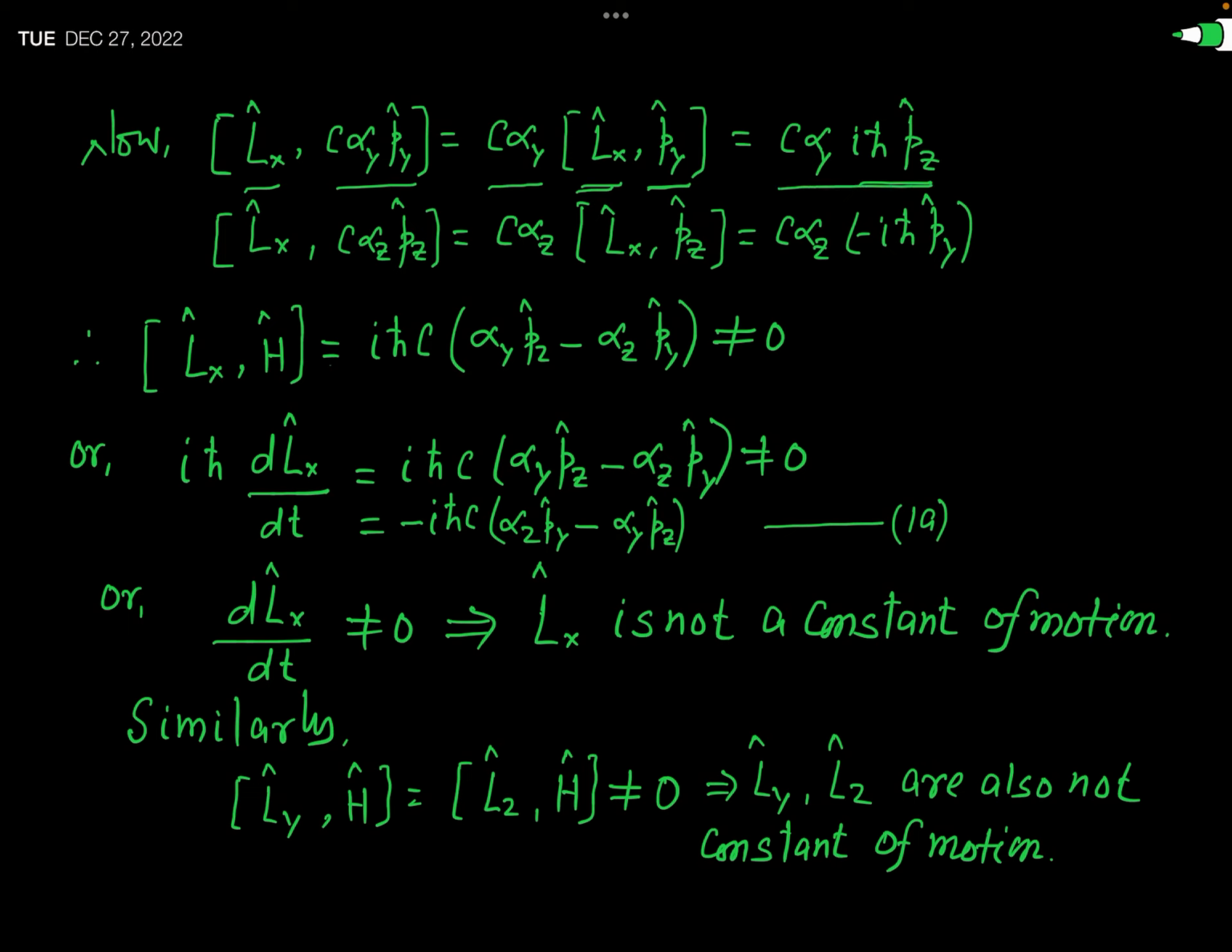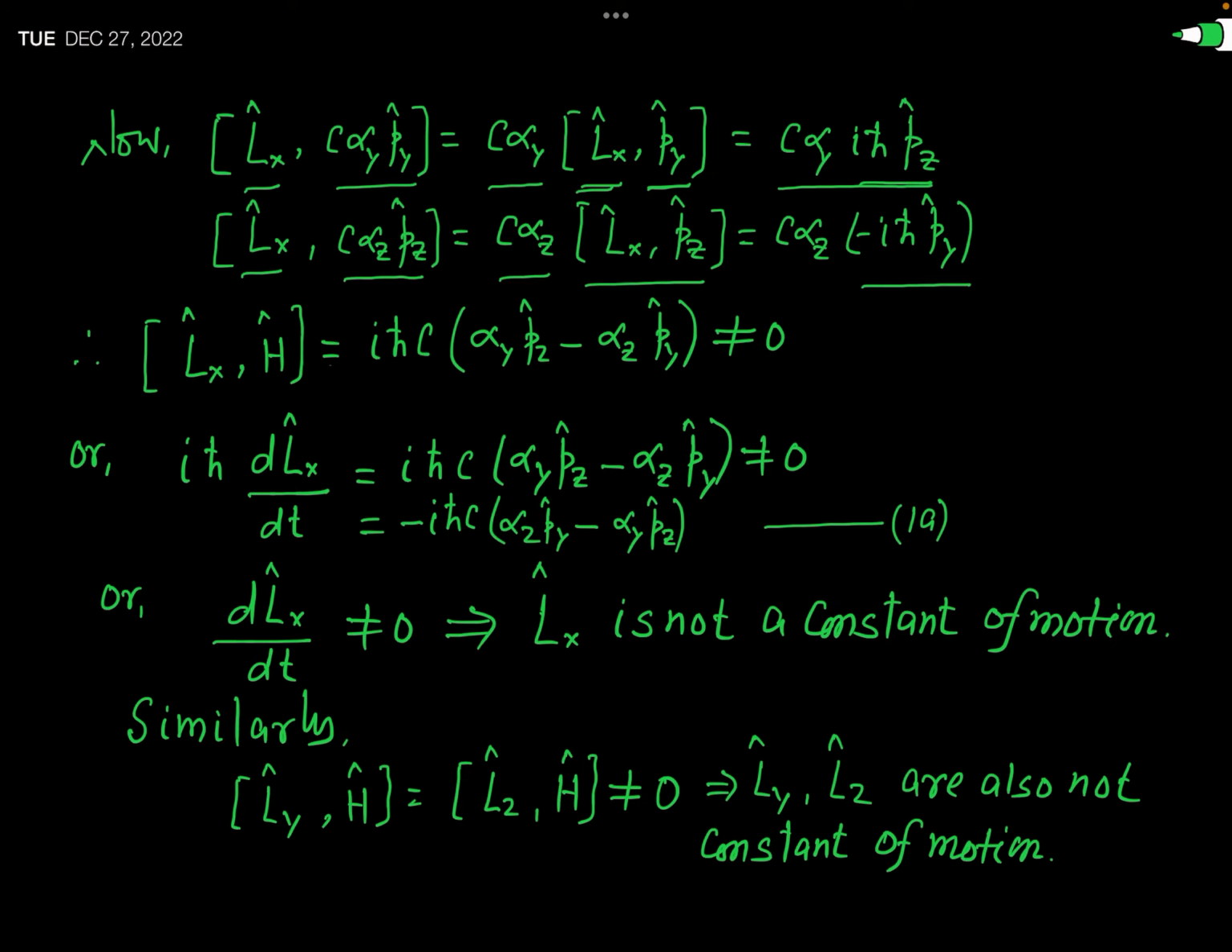Again, the commutator of Lx hat and c alpha z pz hat can be written as c alpha z times the commutator of Lx hat and pz. And this commutator of Lx hat and pz hat is equal to minus i h bar py hat. I have not simplified these commutators because I have already dealt with them in my previous videos, so I have written the result directly here.